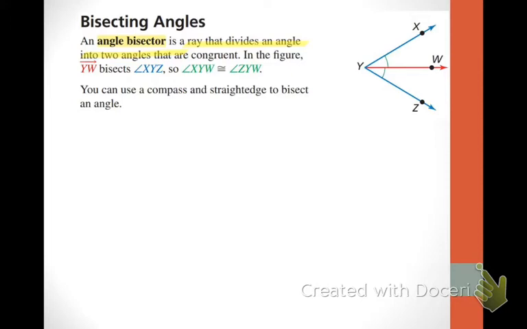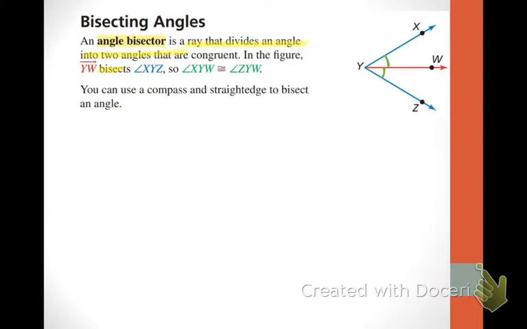So in this picture, YW is this ray. It bisects. So bisects means cut into 2 congruent pieces. It tells me in the wording of the figure, YW bisects angle XYZ. But also in the picture, it shows that the angles are congruent. How does it show that the 2 angles are congruent here? The little lines, right? The little arcs. So it means that they're the same measure.